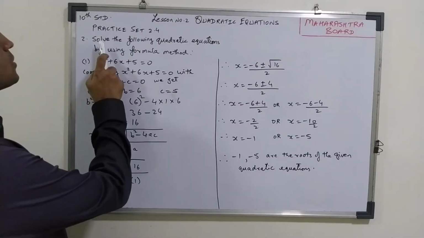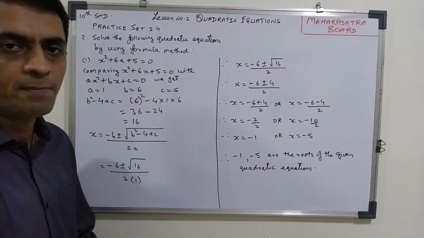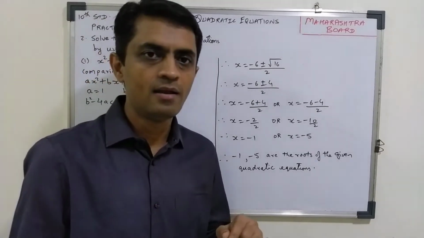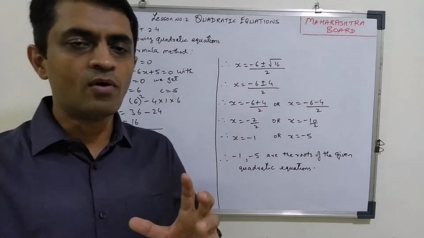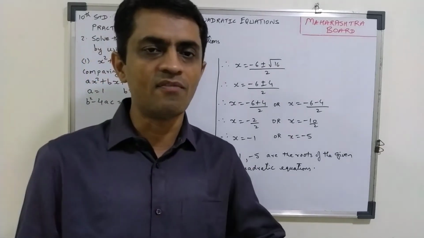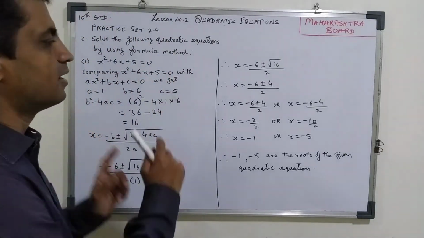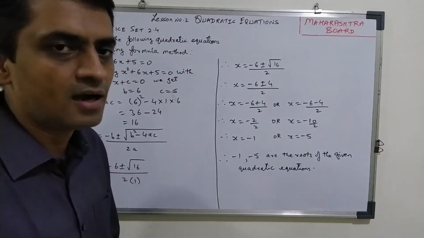Solve the following quadratic equation by using the formula method. In a previous question we had studied comparing. For what reason have we studied it? Because the comparing of ax square plus bx plus c is equal to 0 will be used here now. Now let us see how.